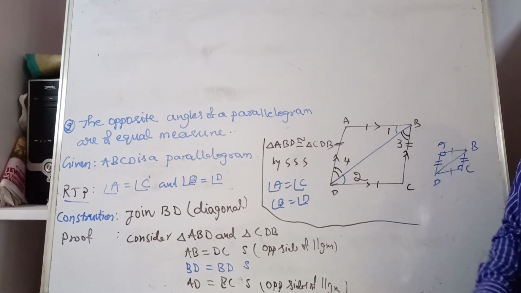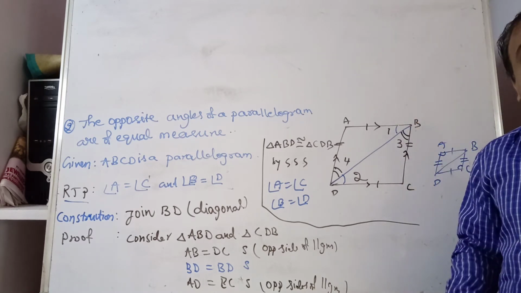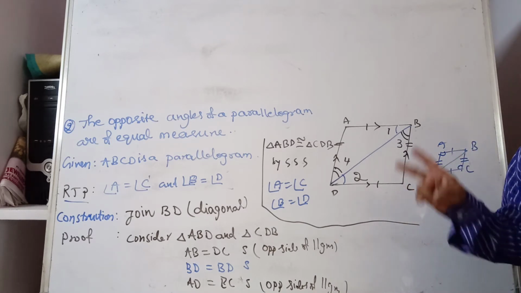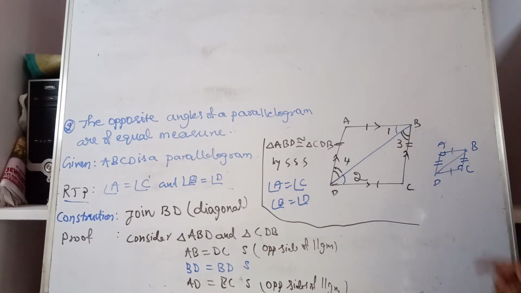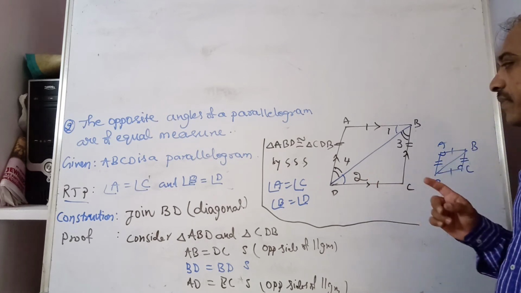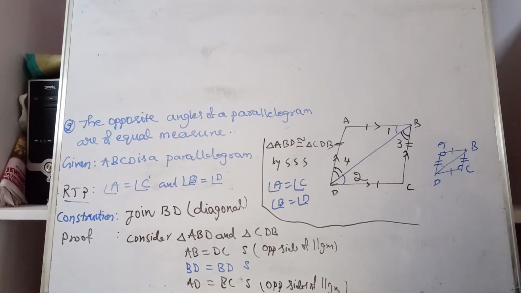So the first property is that opposite sides of a parallelogram are equal. The second property is that opposite angles of a parallelogram are equal. Okay.